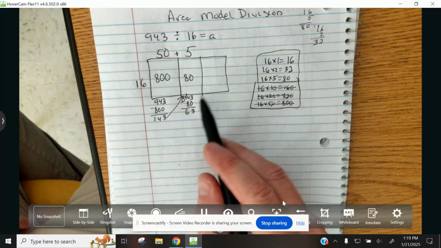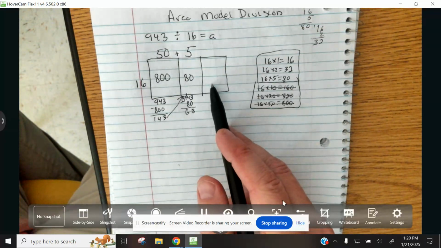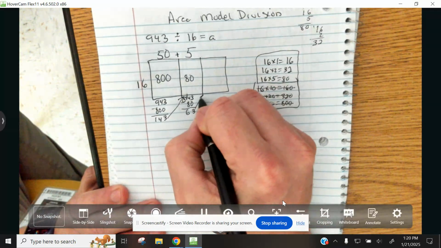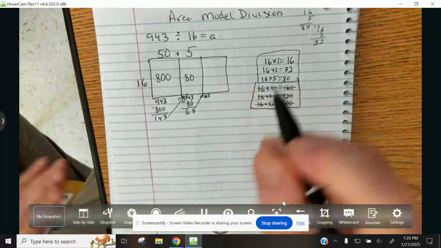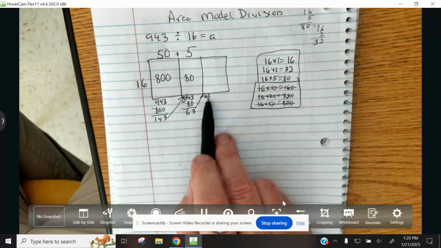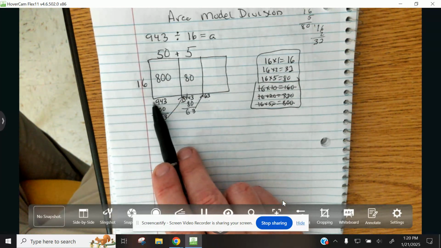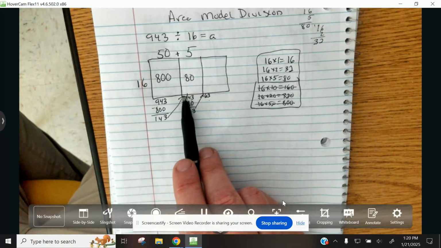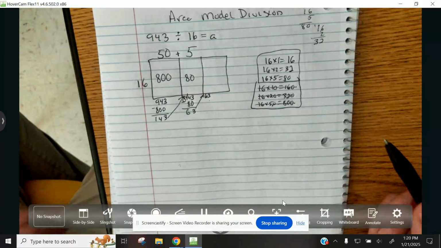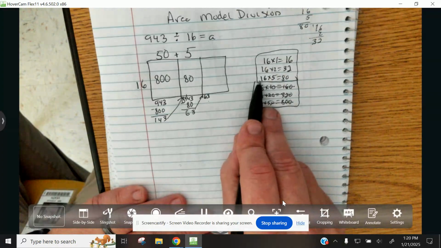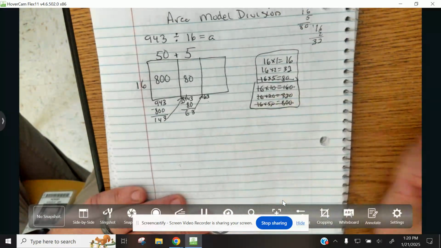This 63 is what is left over, into this empty box. That's what I don't know. So I'm going to push it up here to 63. You always put your leftover part into the lower left-hand corner. So if you see, I started with 943, then I had 143, now I have 63. Okay, so now I'm going to come back here, and can I use 80? Nope. Can I use 32?